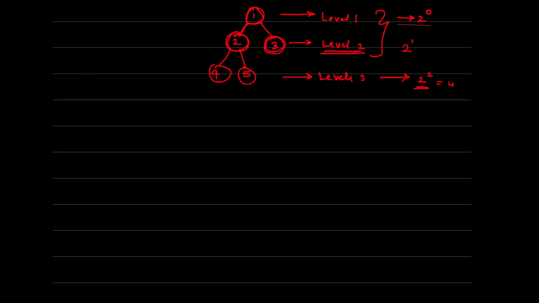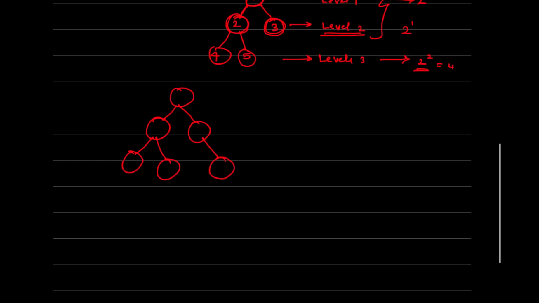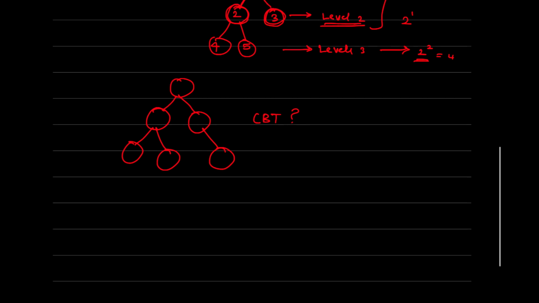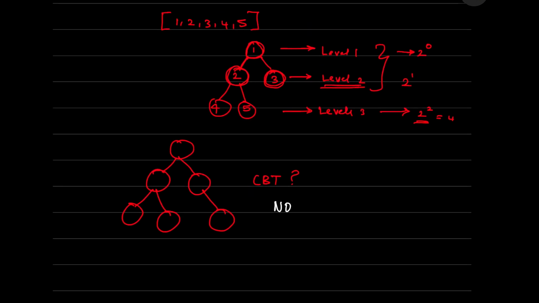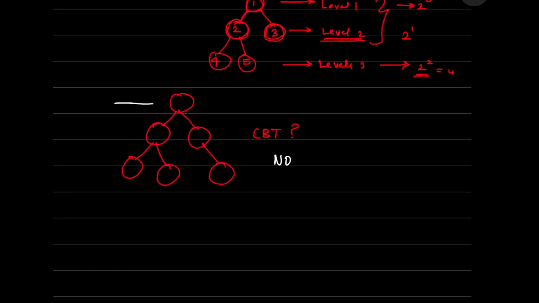Let me write another example. Is this a complete binary tree? No. You may ask me a question. This is the same as the previous example. Then why is it not a complete binary tree? Here also level 1 is completely filled. Level 2 is completely filled. Level 3 is partially filled. You may ask, we can give an exception to the last level, then why is it not a complete binary tree?